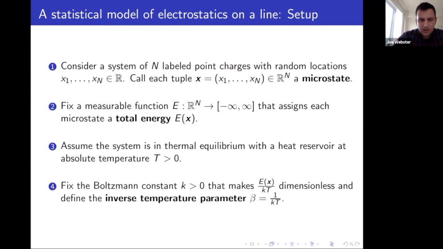And to make things work out nicely as we go forward, we're going to need to fix the Boltzmann constant that makes this ratio dimensionless. And rather than working with the temperature, we're going to work with beta, which is our inverse temperature. This will just be a bit more convenient. So this is all set up.